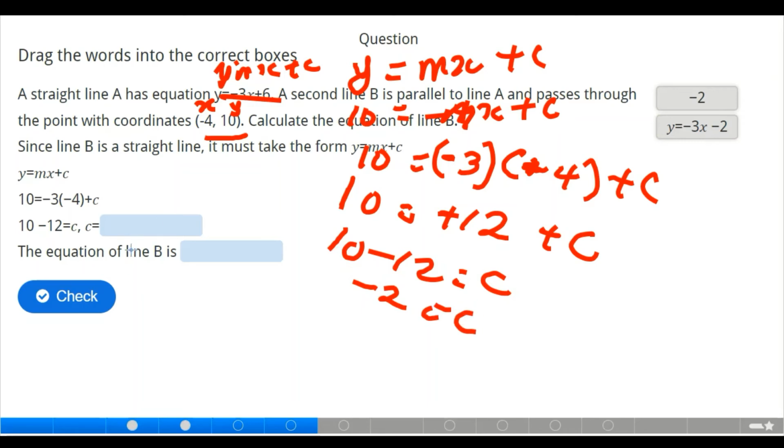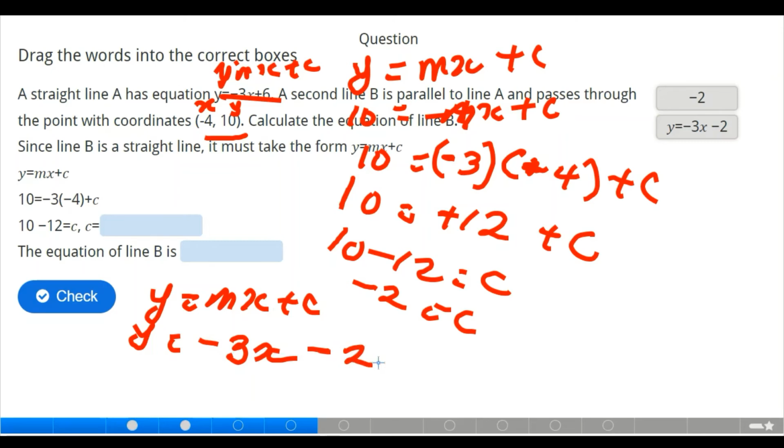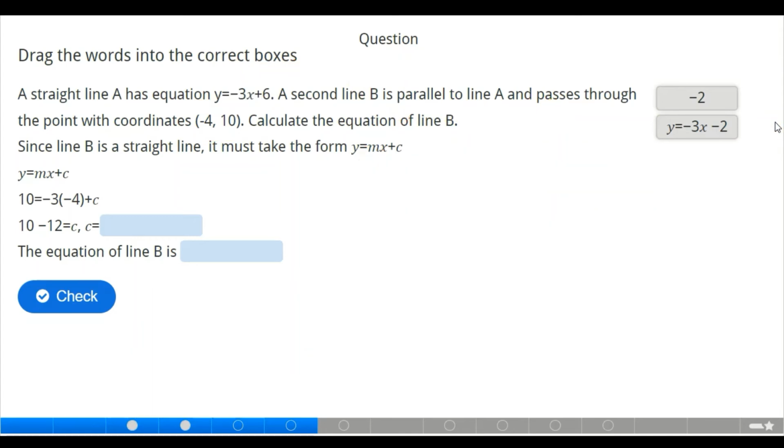Now, if you remember, we can now write the equation of line B, which is y equals mx plus c. What is m from here? We said that from the first equation, line A, m is minus 3, so mx is going to be minus 3x. Our c, the answer for c, is minus 2, so we have minus 2, and that is the solution for that equation. So let's drag the right answers to this. After we have solved, we solve that c equals to what?